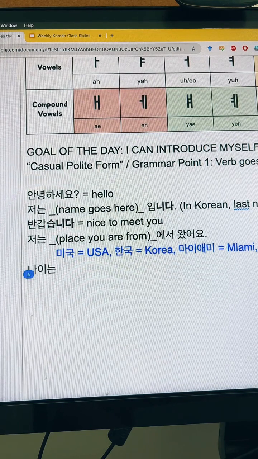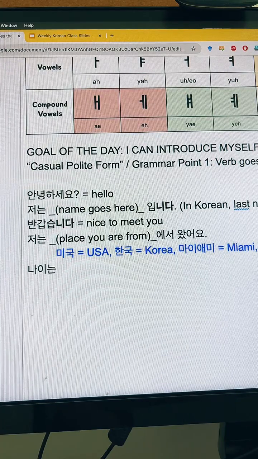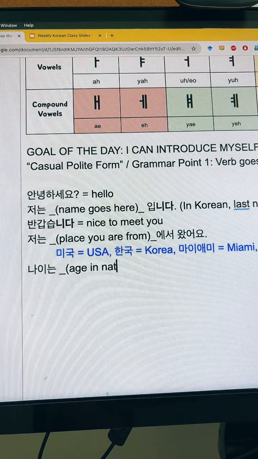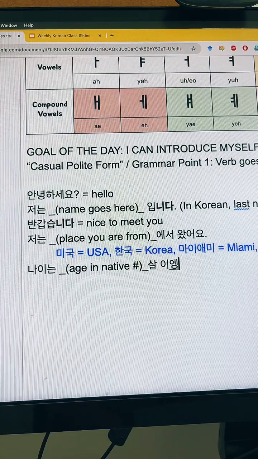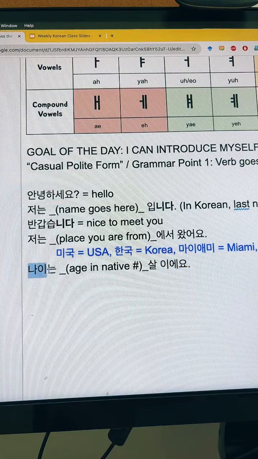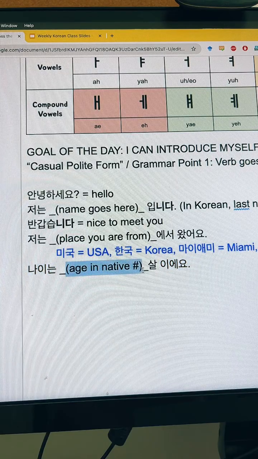나이는, that means ask for the age. 나이는, age, in native number. And then 살이에요. So 이에요 would be the verb because verb goes at the end. 이에요 means is. 나이는 means as for the age. And you have to say the age in native number.